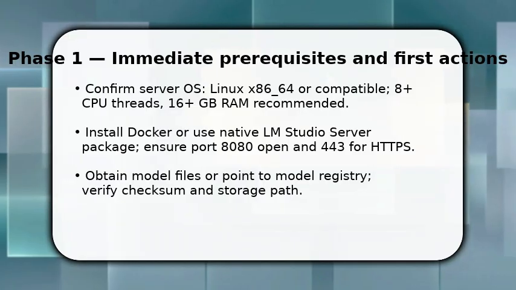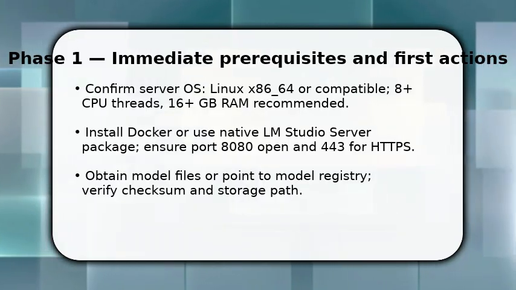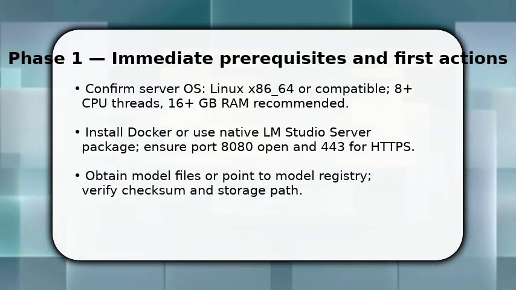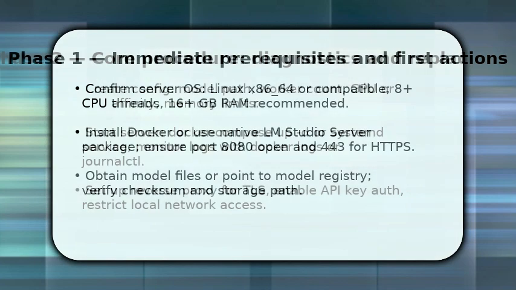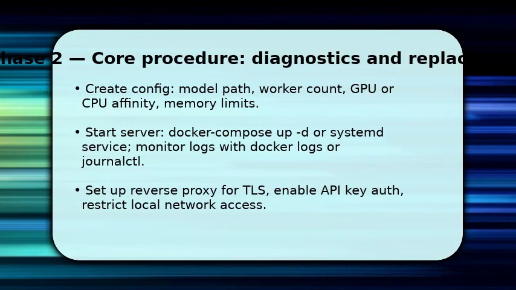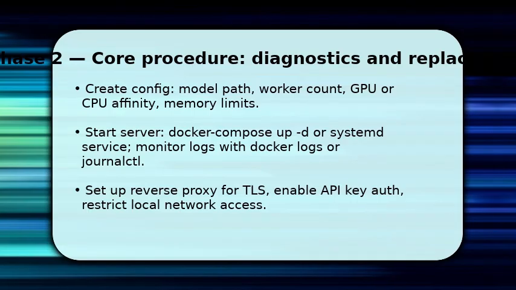Once done, create the server config file with your model reference and resource limits. This sets how much CPU, and now configure runtime and launch the service. Edit the config to set model path, worker count, and GPU or CPU affinity. This controls latency and throughput.